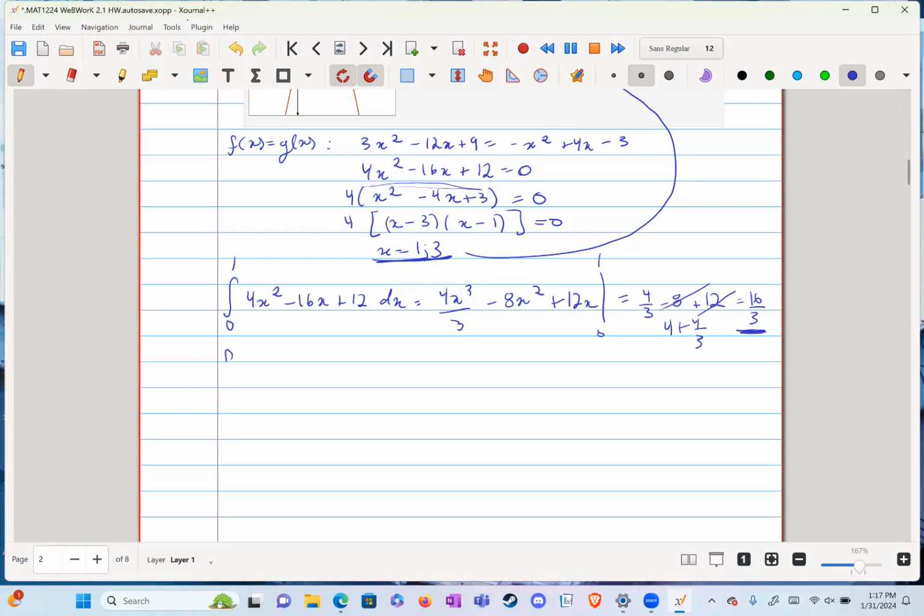And then we have our second integral from 1 to 3. Now it flips, so we are subtracting. So it's going to be negative 4x squared plus 16x minus 12 dx. Similar process using power rule. Oh, that should just be x, I believe. Or no, it should be x squared, yes. It should be x squared as well. And this should be minus 12x. Perfect. 1 to 3. And now this also is going to be just 16 over 3.